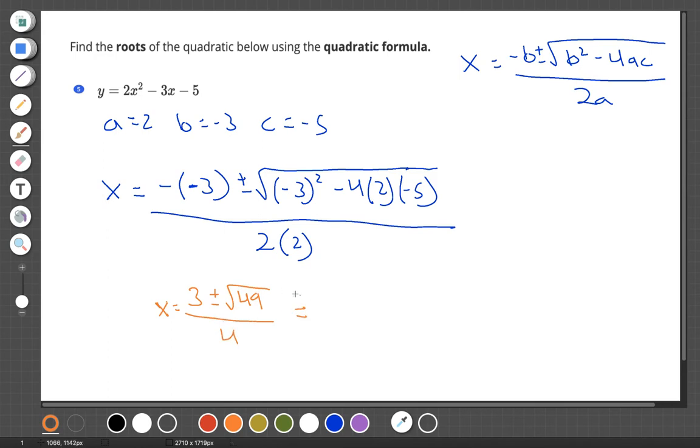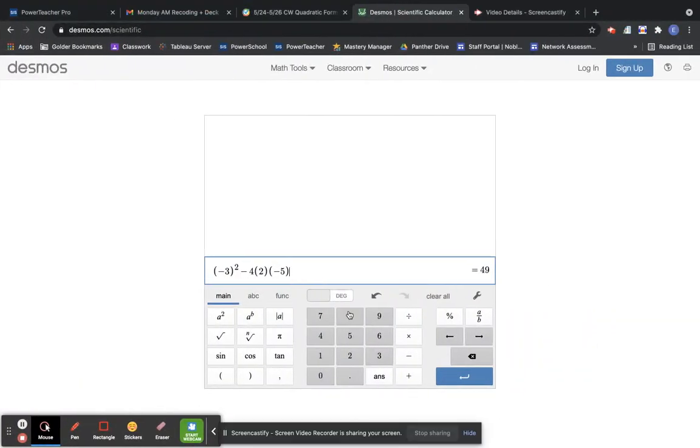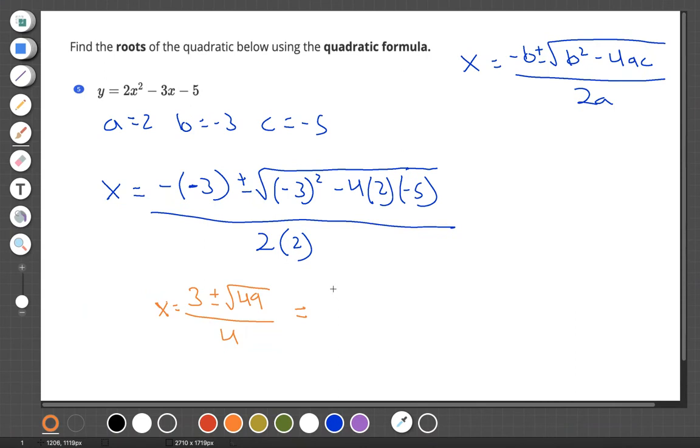Okay, I'm going to keep simplifying. So the square root of 49, I don't know what that is. I actually do, but you might not. Square root of 49 is 7. So we get 3 plus or minus 7 over 4. Okay, now finally I'm going to do this twice, right? The first time I'm going to add. So 3 plus 7 over 4. Okay, 3 plus 7 is 10 over 4.